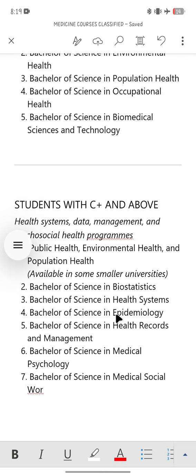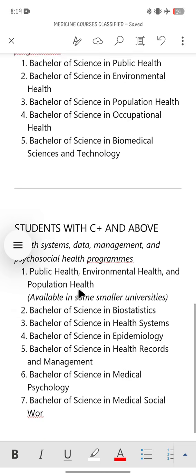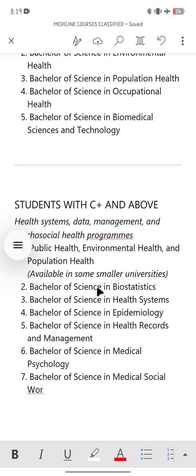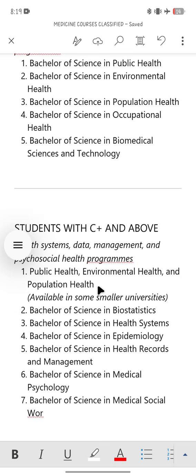Then we have a group of very beautiful students with C plus and above. We have a list of 7 courses that you can pursue with C plus and above. We have Bachelor of Science in Public Health, Bachelor of Science in Environmental Health, Bachelor of Science in Population Health, Bachelor of Science in Biostatistics, Bachelor of Science in Health Systems Management, Bachelor of Science in Epidemiology, Bachelor of Science in Health Records and Management, Bachelor of Science in Medical Psychology, Bachelor of Science in Medical Social Work. Those are courses that you can pursue with C plus and above.